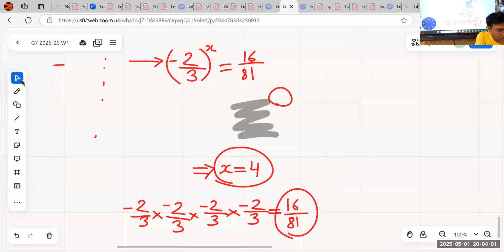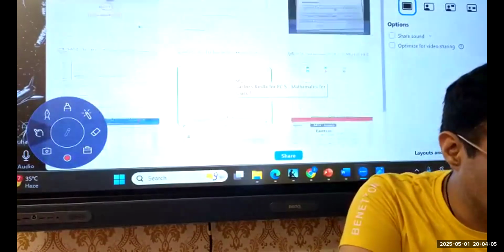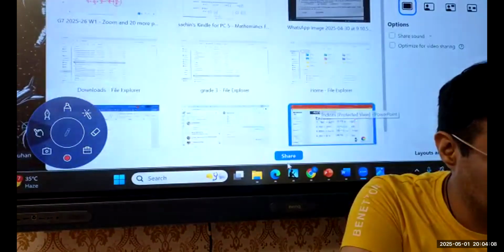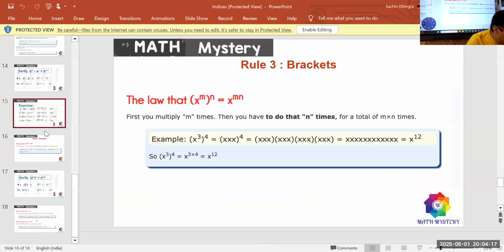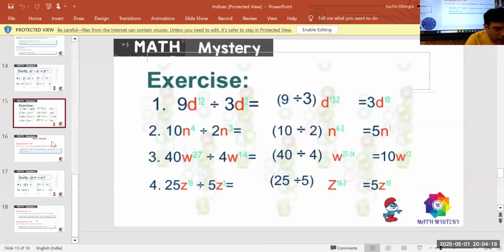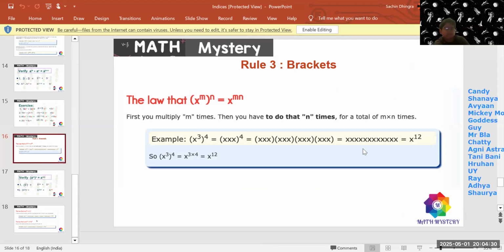So next, what we are going to do, we are going to do the next property. So the next property, who will read this next property? Yes, Tani Bani. Tani Bani, you read in the last class also. So can I read? Last to last class. Okay, Mickey Mouse, you read.